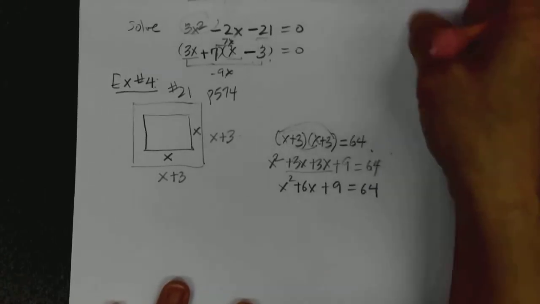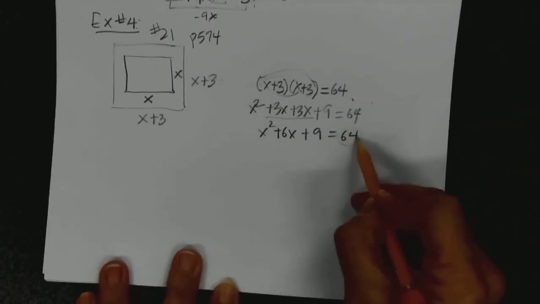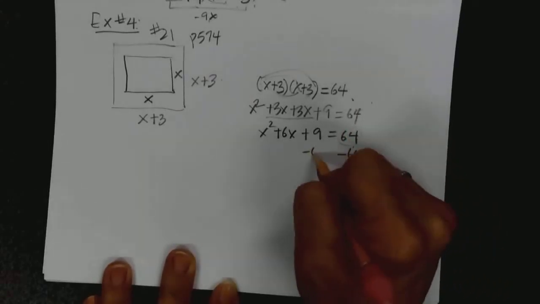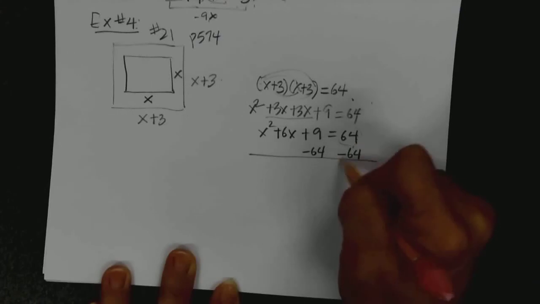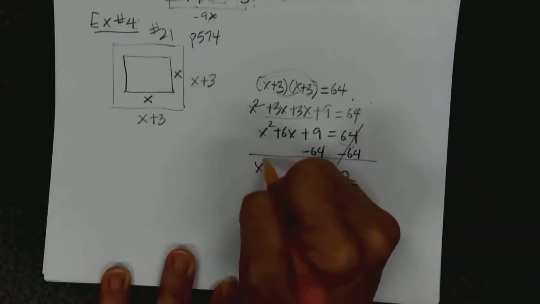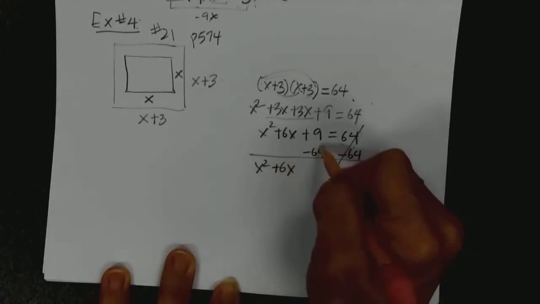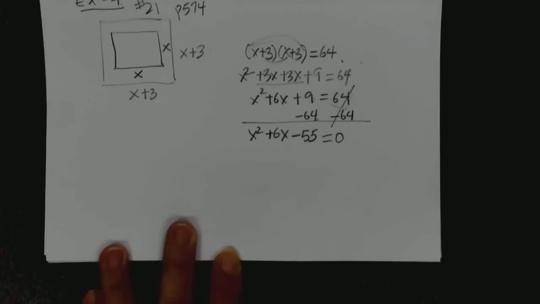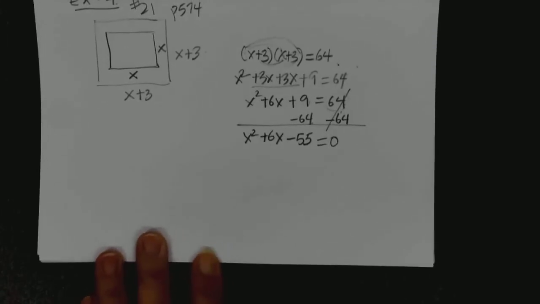So you have to factor first, and now how do I make this equal to 0? What do I have to do? Minus 64. So I'm going to subtract 64 from both sides. Those cancel out, and now it is equal to 0. So I have x squared plus 6x, and then 9 minus 64 is negative 55. You have to make it always equal to 0 first.